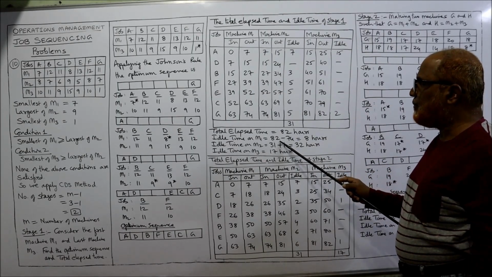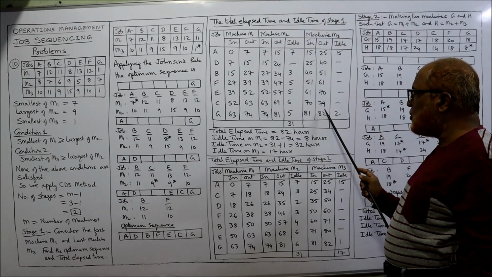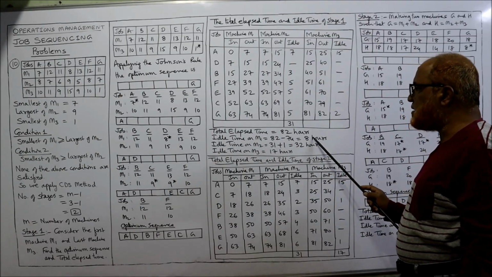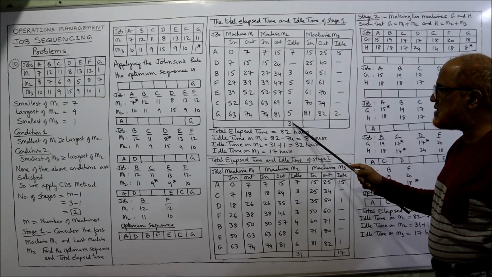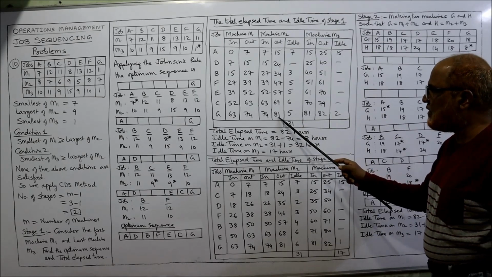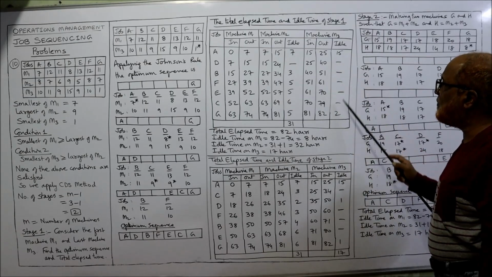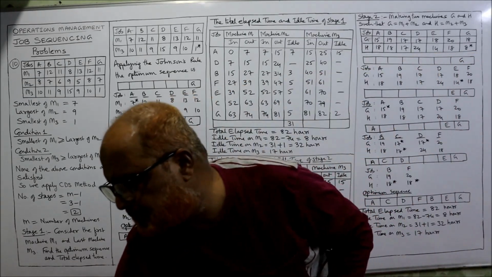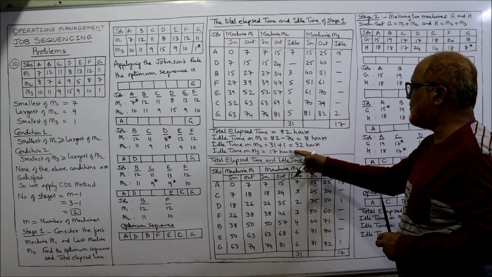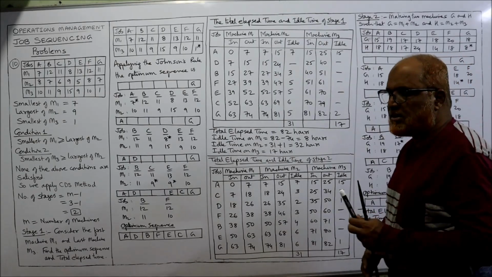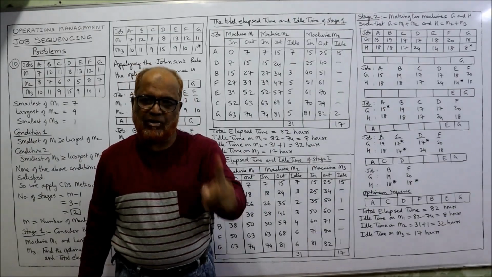Idle time for M1. M1 has finished the job at 74, but the total elapsed time is 82. So 82 minus 74, 8 hours is the idle time. Idle time for M2 is 31 plus 82 minus 81, which is 1 hour. So 31 plus 1, 32 hours. Total idle time of M3 is 17 hours. That's it. So we have completed the total elapsed time and idle time for stage 1.